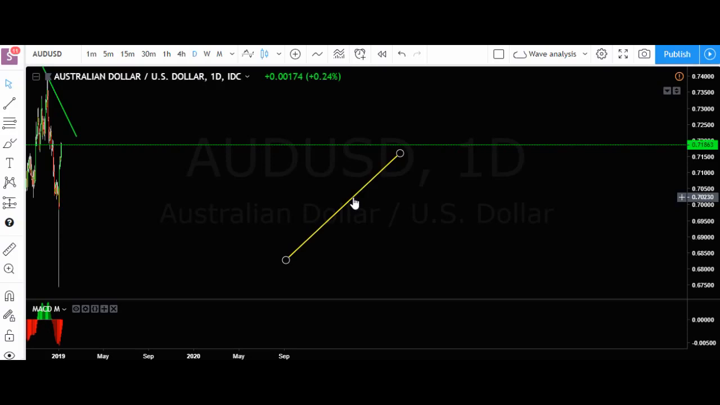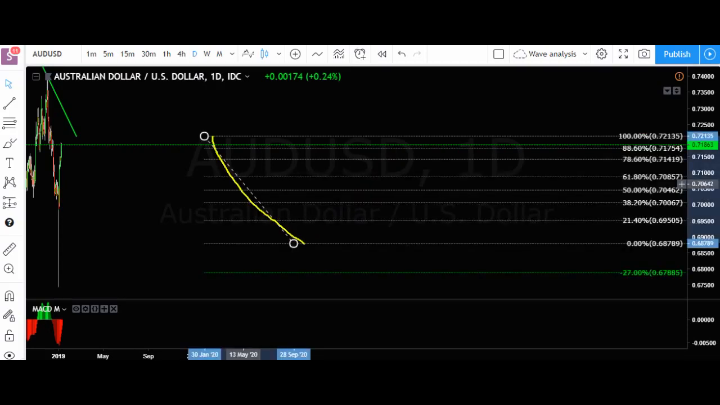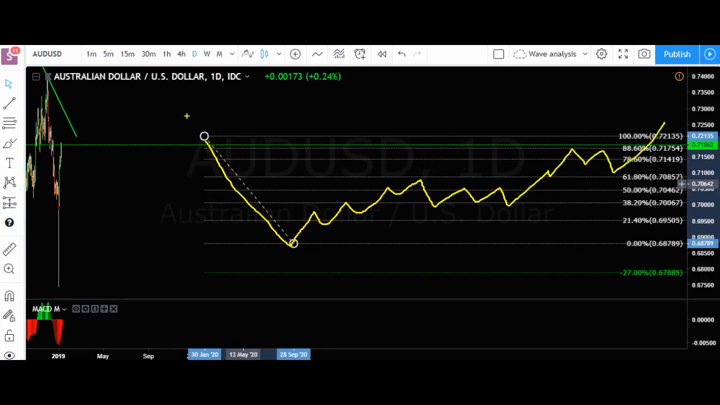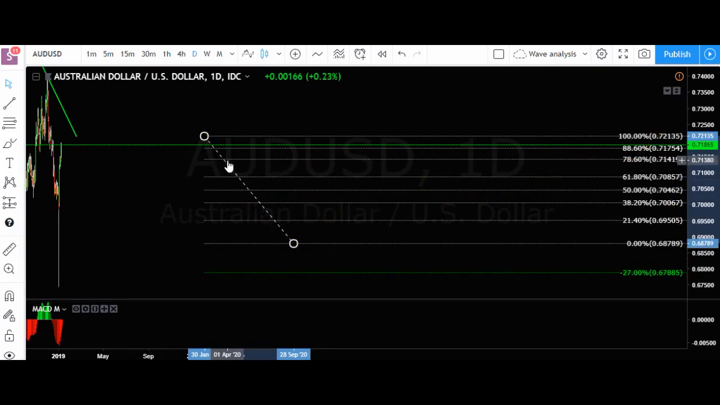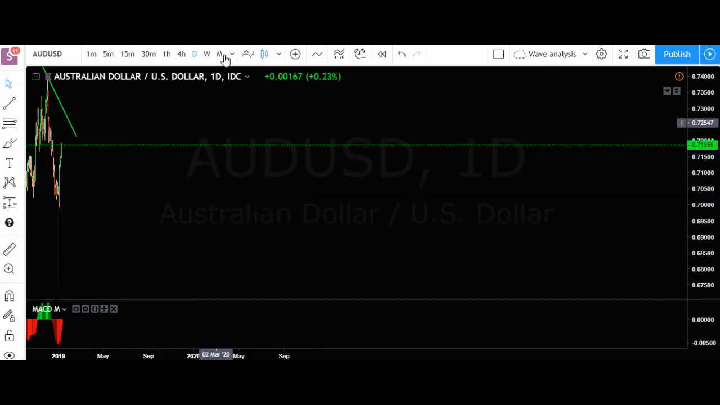Let's say you got an impulse move down. So you got this impulse move down, and you want to trade it to this 27% extension, but instead this happened. And we broke the top on the down impulse. Then this fib will no longer be valid, and you can't look for the next move down. So just remember that rule.